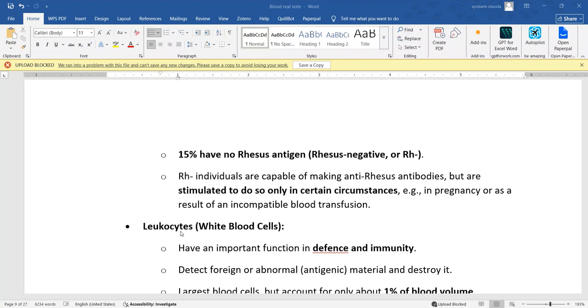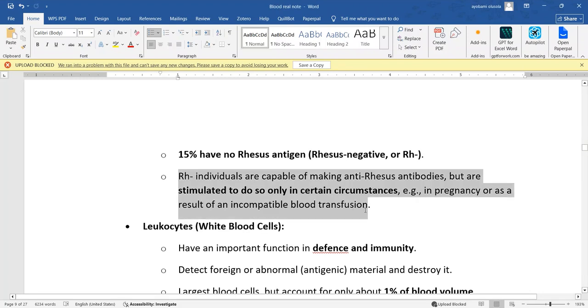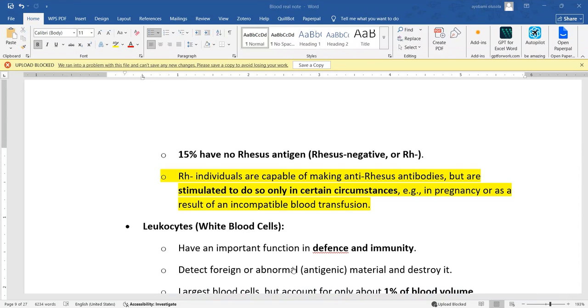Now you know the rhesus factor thing. In fact, this part of the note is also showing that. Let's check it. This part of the note is saying that a rhesus negative individual can make anti-rhesus antibodies, but they are stimulated to do so only in certain circumstances. For example, in pregnancy, you can make an antibody if you are rhesus negative against rhesus positive.